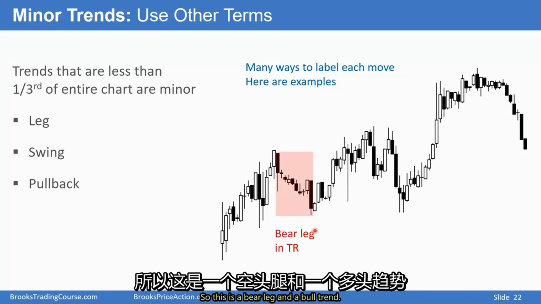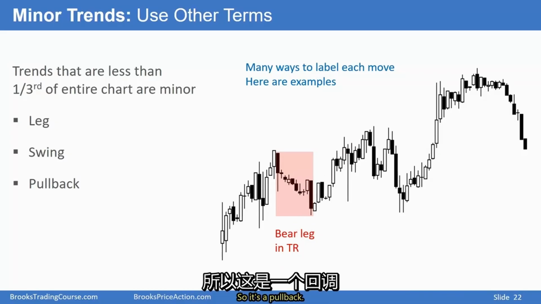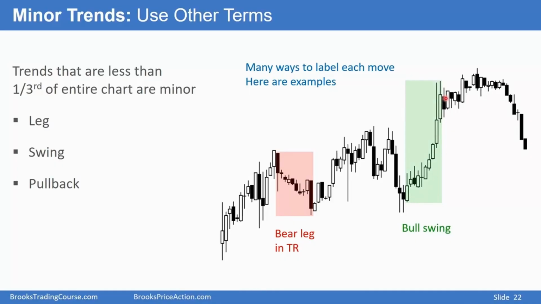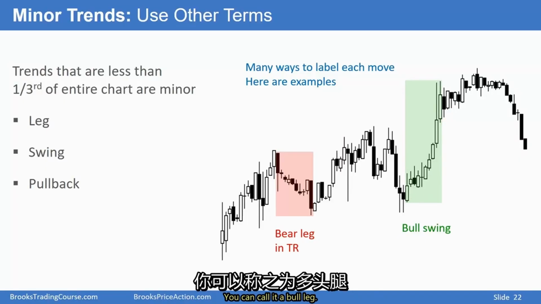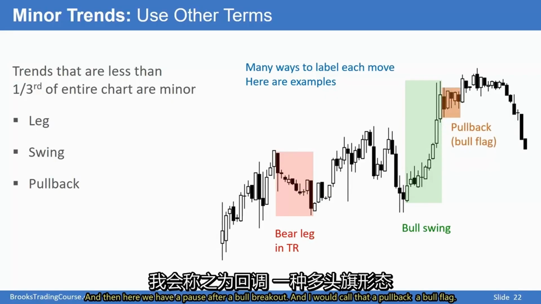So this is a bear leg in a bull trend, but you expect the bull trend to resume, so it's a pullback. And here we have a very strong breakout, and I would say it's another swing up. You can call it a bull leg, but when it's strong enough for a swing trade, I tend to use the term swing trade.